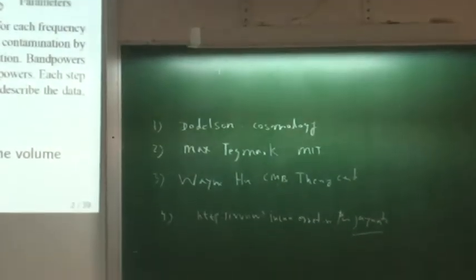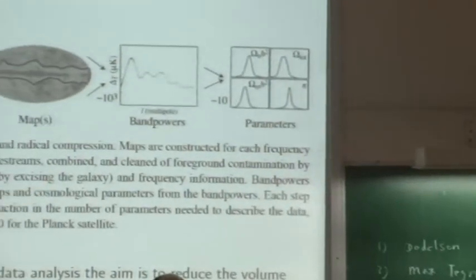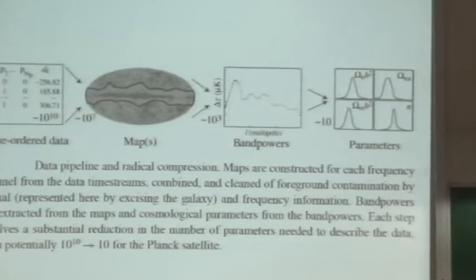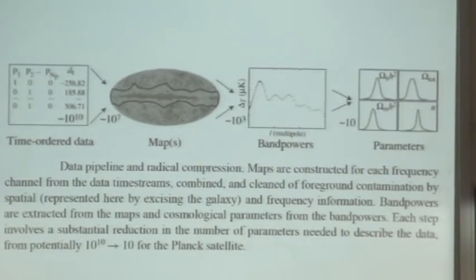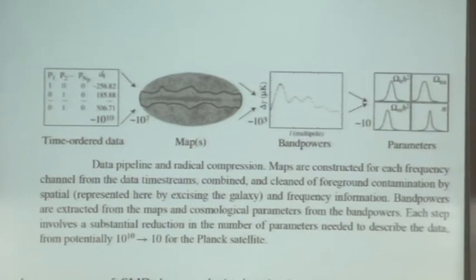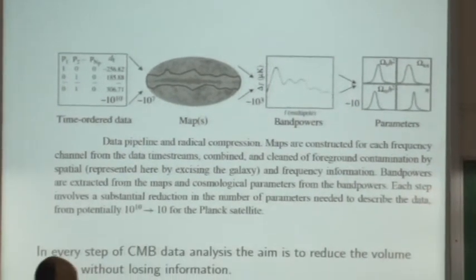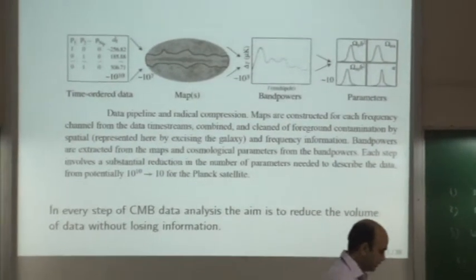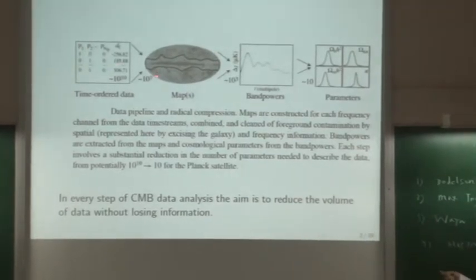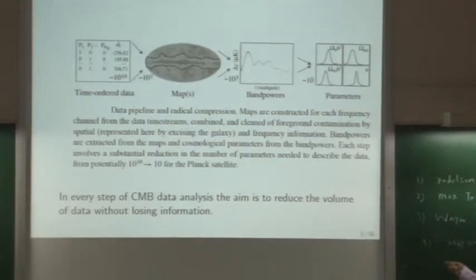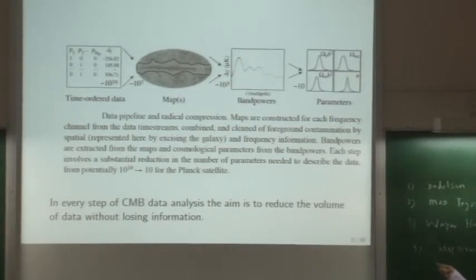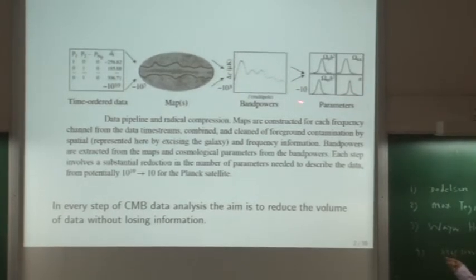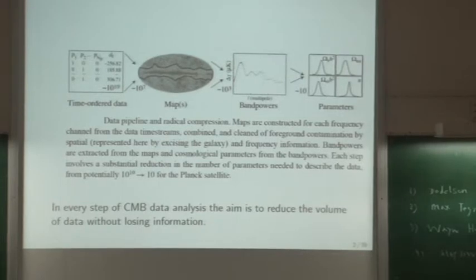So, what is CMB data analysis all about? As I told you, we have time order data, and from the time order data we can create maps. From maps we create what is called the power spectrum, or angular power spectrum, band power spectrum, and from the power spectrum you estimate the parameters.